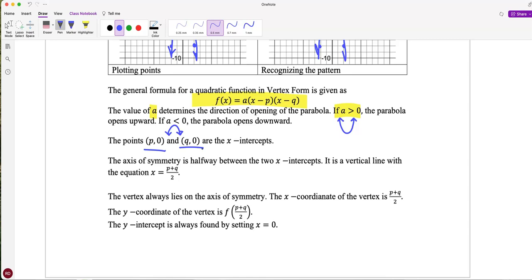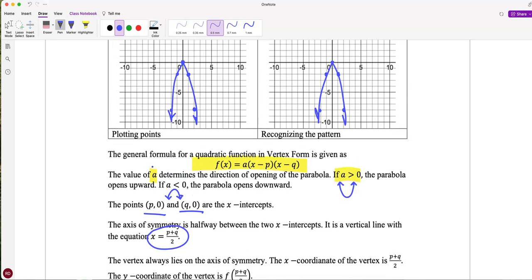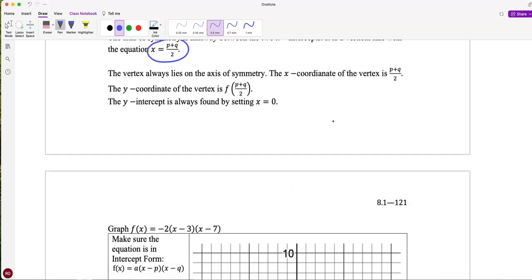Now, the axis of symmetry is halfway in the middle of p and q. It's the average of p and q. The vertex always lies on that axis of symmetry. And so the x-coordinate of the vertex is p plus q over 2. And if you plug that in, you will get the y value. The y-intercept is what you always find when you set x equal to 0.